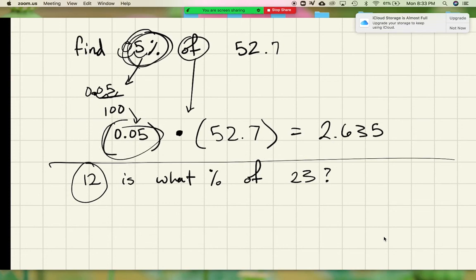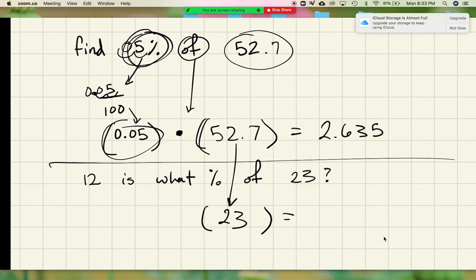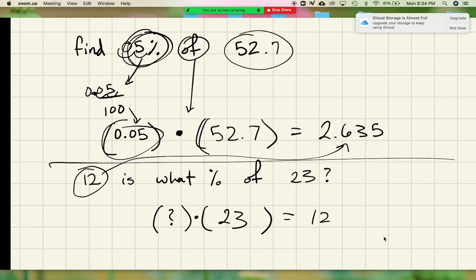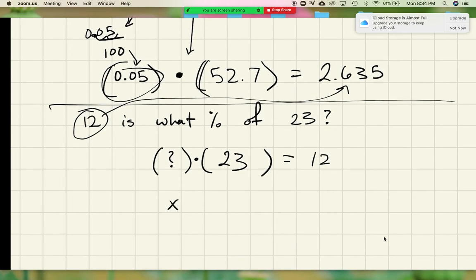So the way that I would think of it is you can set up an equation. The 23 is like the 52.7. So I'm just going to write out the same exact stuff. 23 goes there because it's the same idea as the 52.7. What percent? That's the part that I don't know. And then 12, that's like the answer, so I'm going to put the 12 over there. And since the unknown is going to be the variable, I would just write 23 on the other side so it looks like a regular equation.